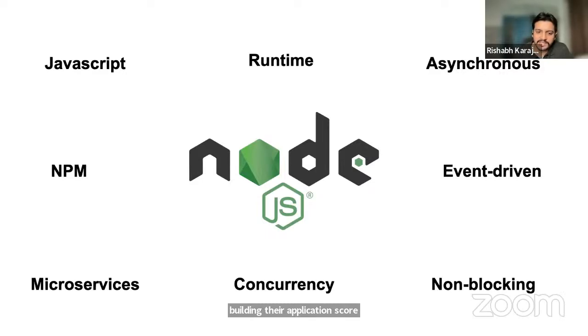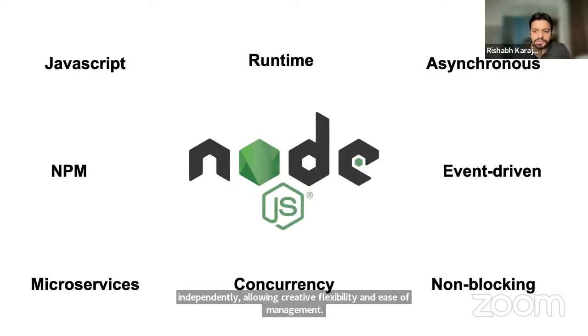And last but not the least, Node.js is very well suited for the microservices-based architecture, where applications are divided into small independent services, thanks to its lightweight nature. Each microservice built with Node.js can be deployed and scaled independently, allowing for greater flexibility and ease of management. So yeah, I think that probably summarizes our Node.js theory.